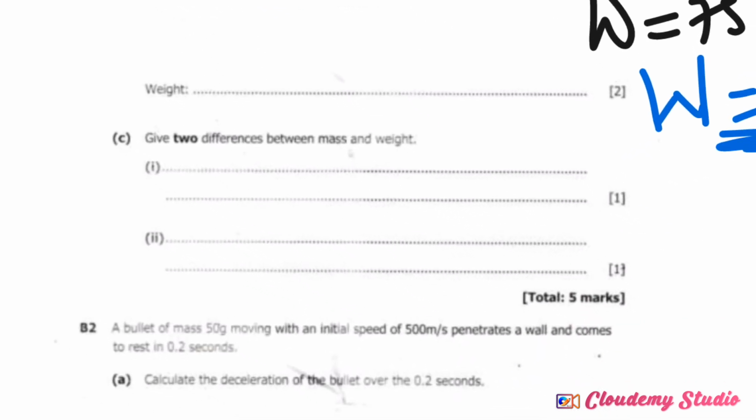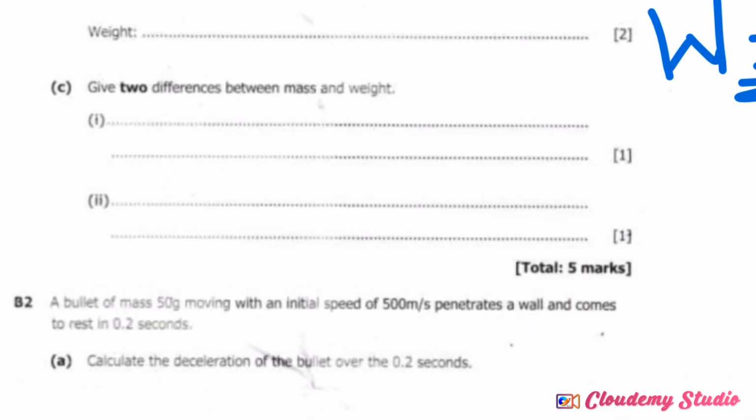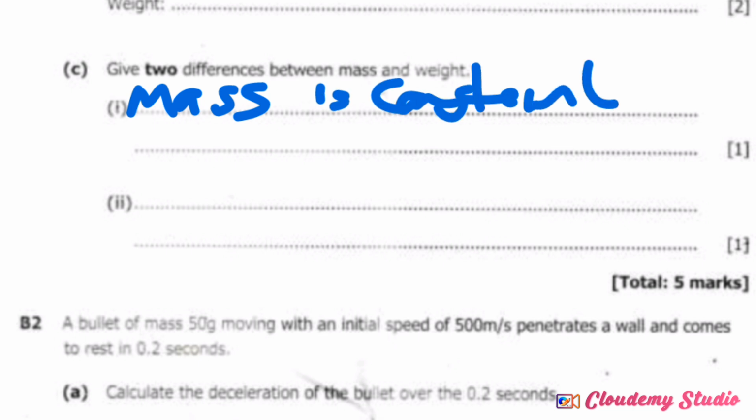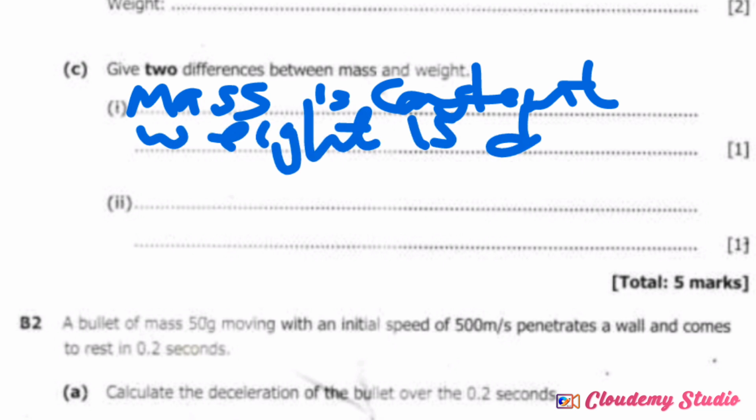Next question, we go to question C, which reads, give 2 differences between mass and weight. There are so many differences here, but because they're asking for 2, we'll only give 2. So for example, number 1, mass is constant, while weight is dynamic. Meaning, mass does not change, while weight changes from one location to another due to the gravitational strength. The higher you go, the less it becomes.